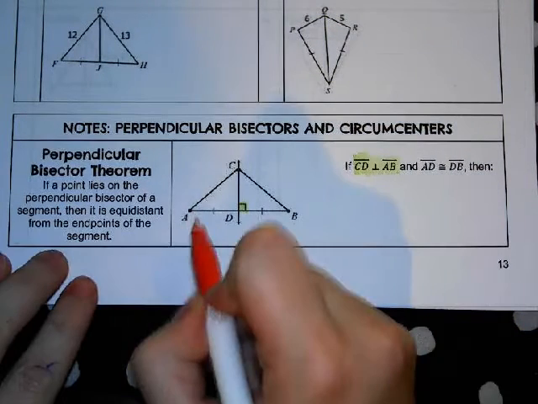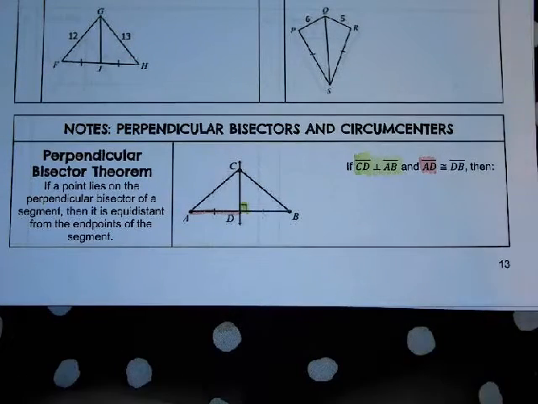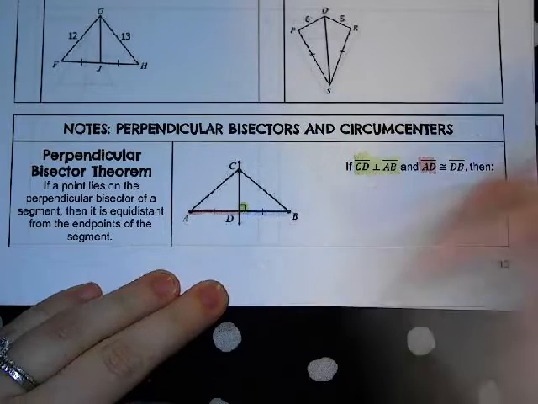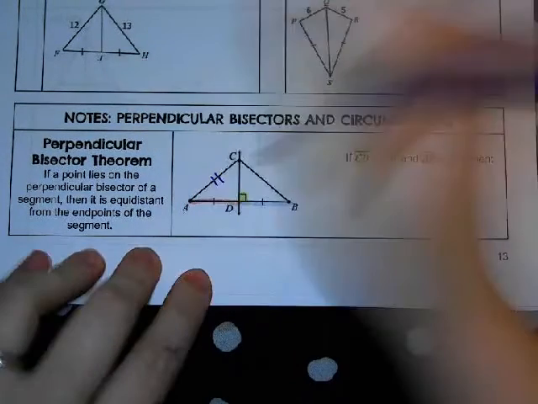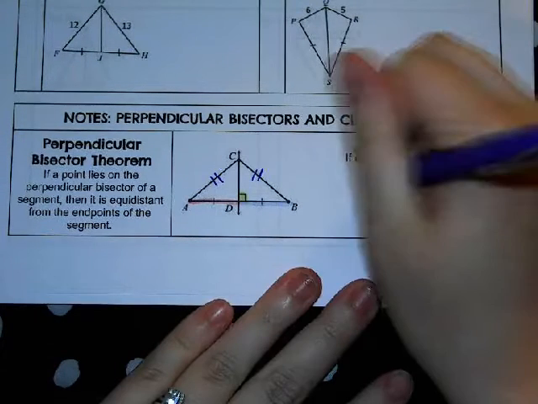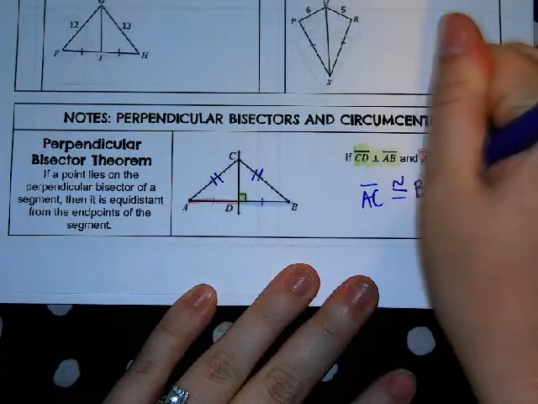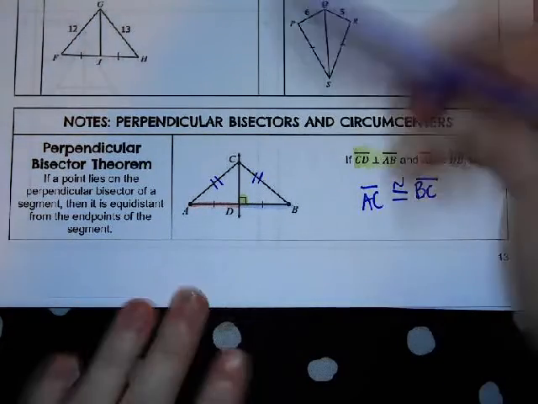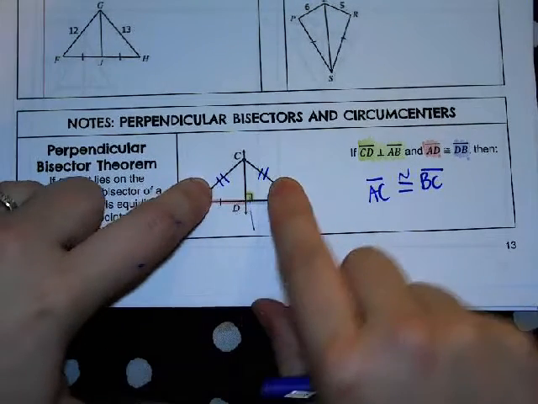Then that means AD has to be congruent to DB. So that means those two have to be the same. That's what this theorem is saying. Because those two things are the same, that means the two side legs of my triangle are also the same. So that means line segment AC has to be congruent to line segment BC. So because this is cutting through, my two things at the bottom are the same, but so are these diagonals too.